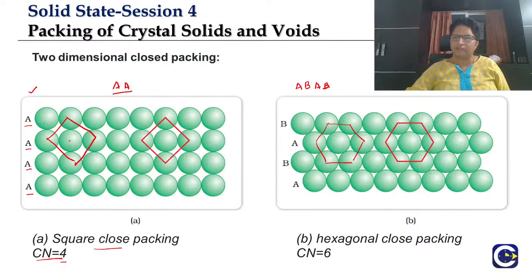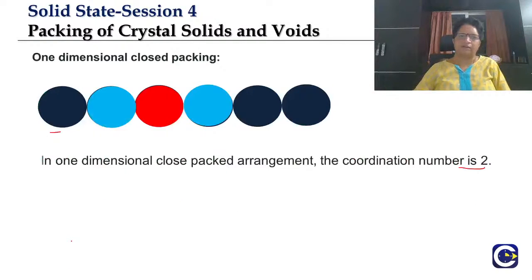Hexagonal close packing. So we call it hexagonal close packing. How many are surrounding this? 1, 2, 3, 4, 5, 6. In hexagonal close packing the coordination number is 6. In square close packing it is 4. In a single one-dimensional arrangement the coordination number is 2.